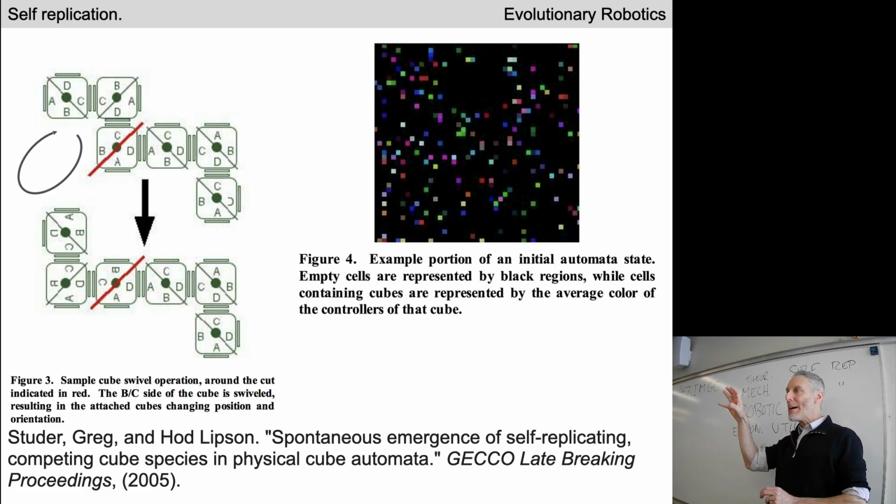We're going to drop a whole bunch of cubes onto an empty two-dimensional environment. Each non-black pixel here represents a cube, and the color represents the average color of the controllers of that cube. Each individual cube, as you're going to see in a moment, has 3 separate controllers running inside it. 3 separate if-then-else pieces of code. Okay. They're going to be different.